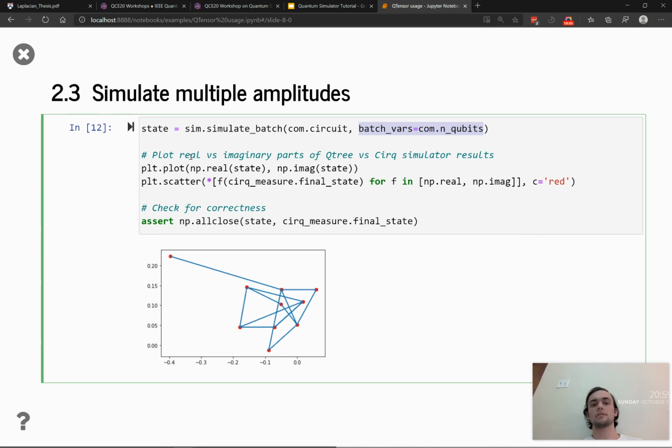So let's plot the state. On the x-axis we will have the real component, and on the y-axis the imaginary component. This line here is like a phase diagram of this quantum state vector. And let's plot our Cirq results as dots, and we can see that they are indeed very close.